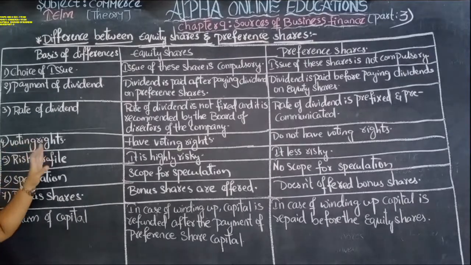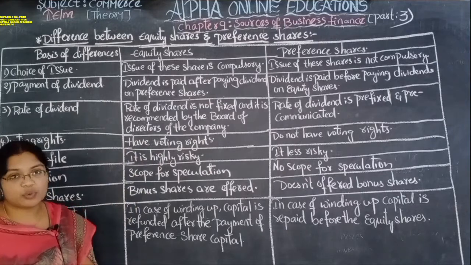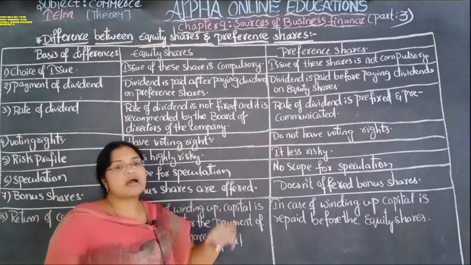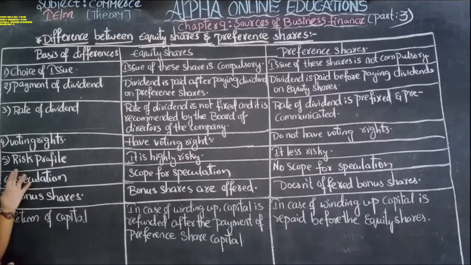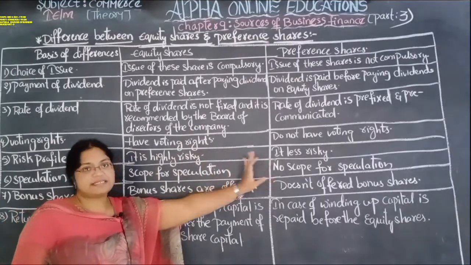Next, voting rights. Equity shareholders have the voting right. Preference shareholders have no voting right. Next, risk profile. Equity shares are highly risky and preference shares are less risky.